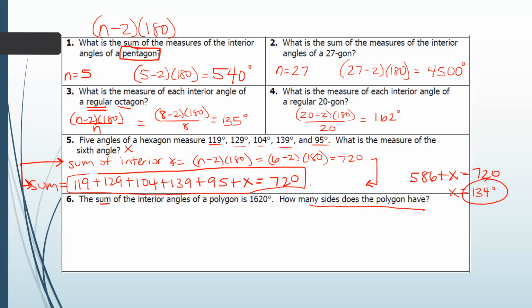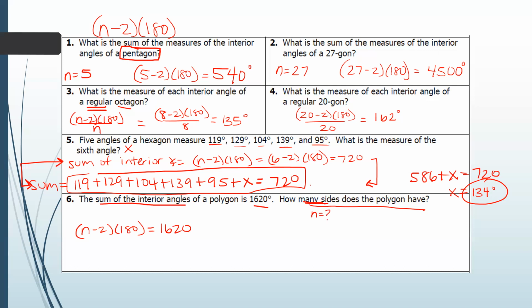All right, well, sum of interior angles. We know that the equation for the sum of interior angles is this. N minus 2 times 180. And it says that the sum of interior angles is 1,620. How many sides does it have? What's n equal, right? How many sides? All right, so what we're going to do here is we're going to solve for n.